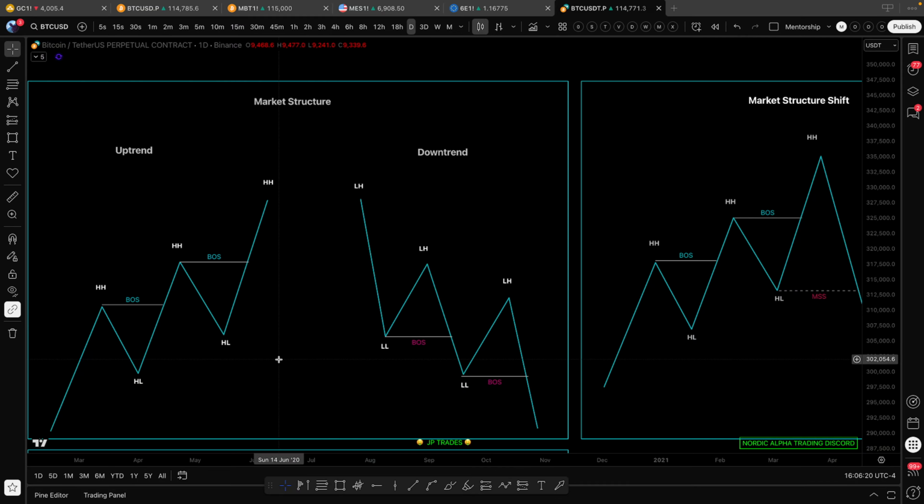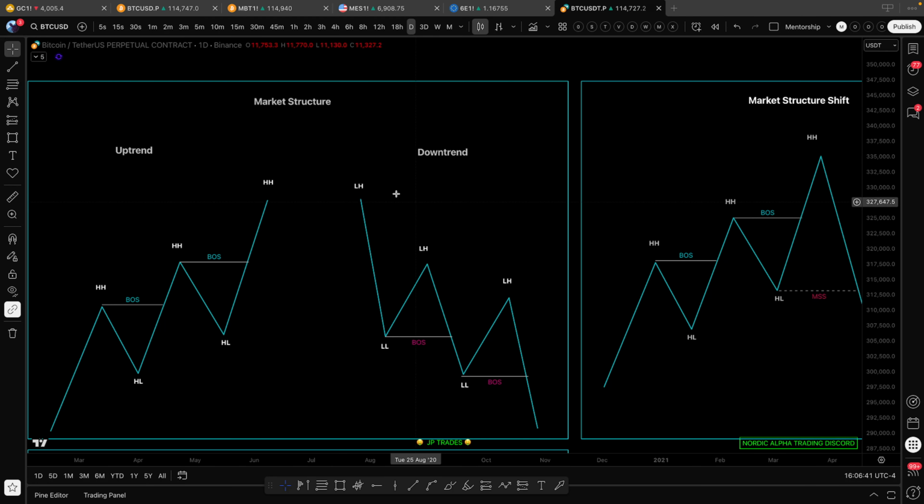You probably have seen this. The market only moves in two ways. It moves in uptrends and downtrends. So uptrends are a series of higher highs followed with a series of higher lows. Every break of structure will be followed by a higher high to higher low.